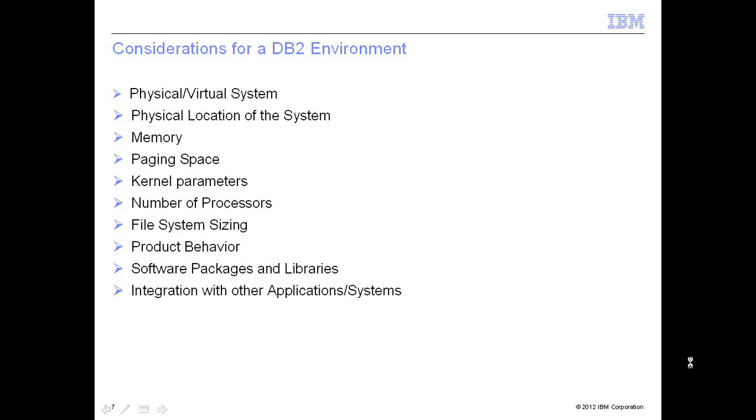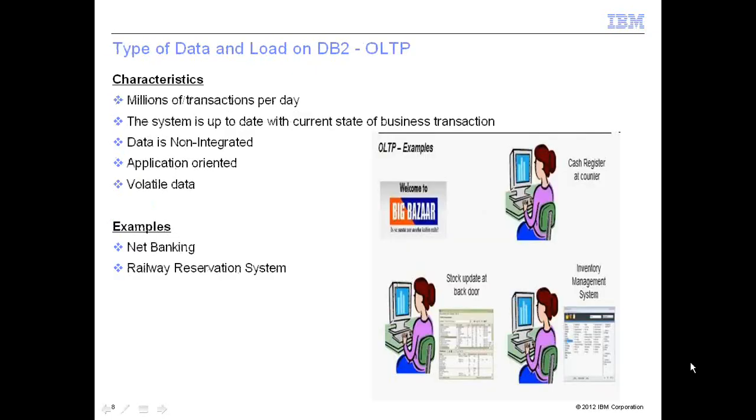Moving on to slide number 8. So I was talking about the type of data and load on DB2. There are two types of data and load that DB2 can handle. I guess a lot of industry experts know it already. We have OLTP and OLAP environments. So how does it matter from a database end?